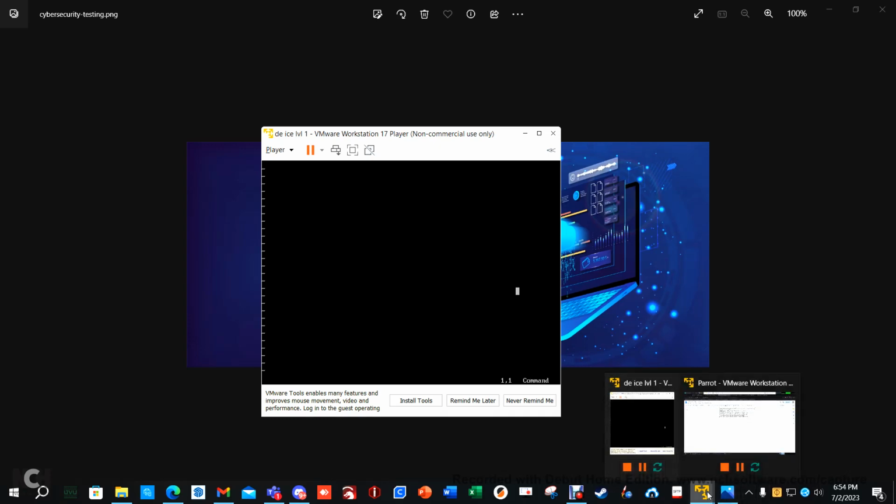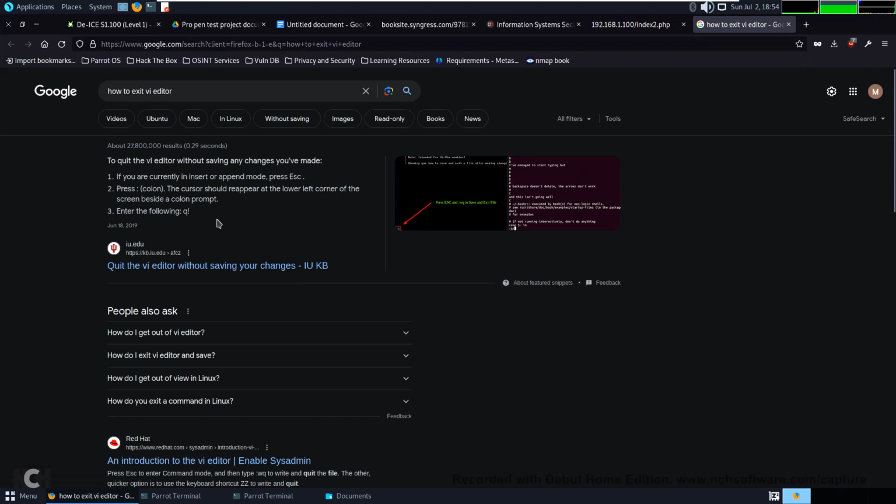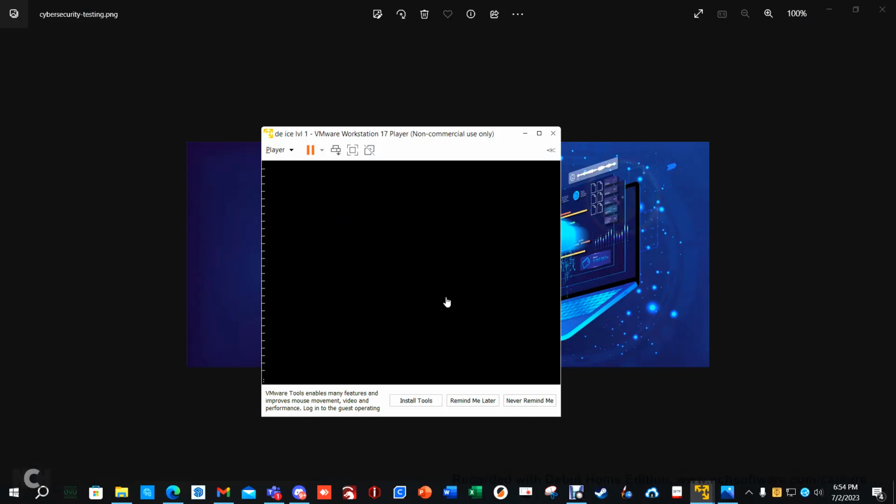Let's get back into it, I haven't used Vim or vi editing forever. So, how to exit vi editor. Press colon, the cursor should appear at the lower left corner of the screen. The colon prompt, enter the following: q exclamation. Okay. Colon, q exclamation. Haha, okay. So, cat /etc/shadow.